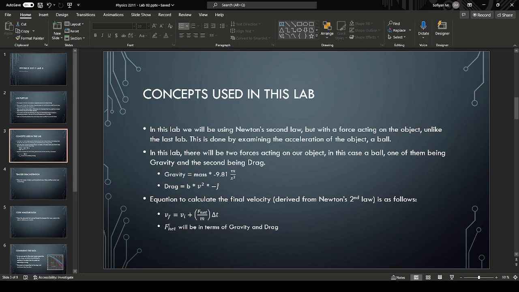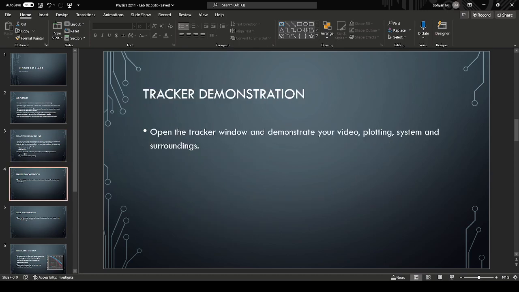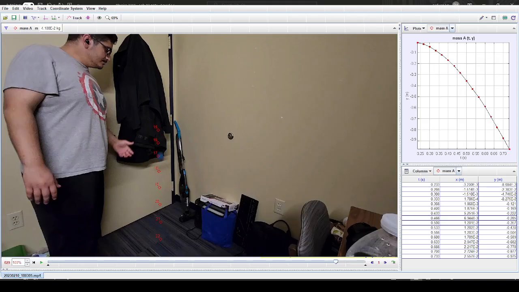Calculating the final velocity, which is the velocity update equation, will be v final is equal to v initial plus F net over m times delta t. And F net will be in terms of gravity and drag. So we'll move on to our Tracker demo right here.